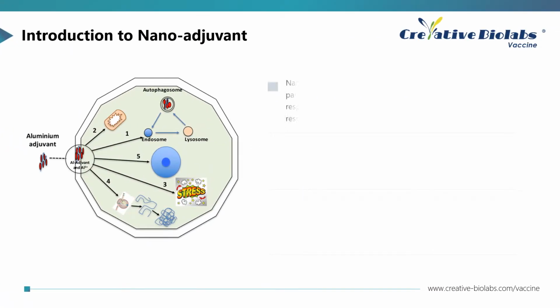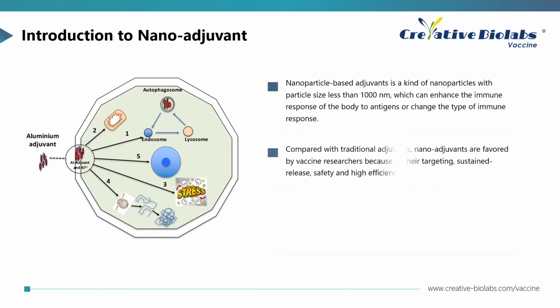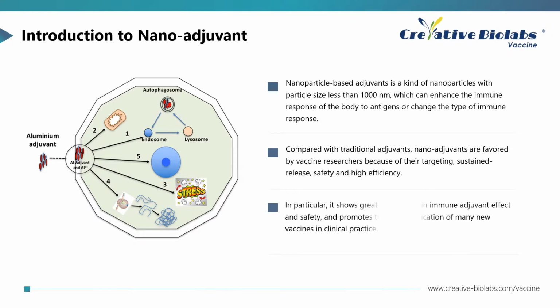Nano Adjuvant is a kind of nanoparticles with size less than 1000 nanometers, which can enhance the immune response of the body to antigens or change the type of immune response. Compared with traditional adjuvants, nano adjuvants are favored by vaccine researchers because of their targeting, sustained release, safety, and high efficiency. In particular, it shows great advantages in immune adjuvant effect and safety, and promotes the wide application of many new vaccines in clinical practice.